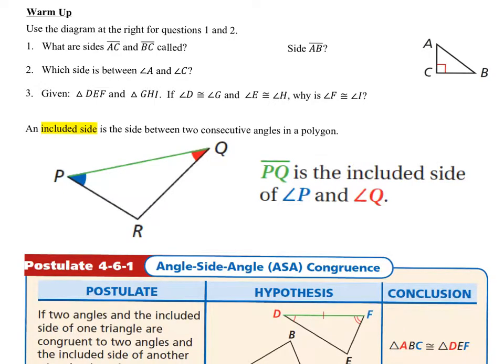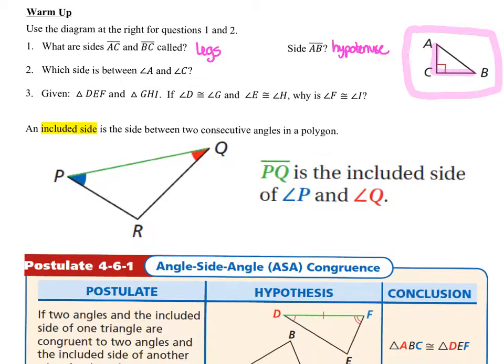We have the instruction to use the diagram at the right for questions 1 and 2, and this is the diagram, this right triangle. The first question says, what are the sides AC and BC called? They are these two sides, and those are called legs on a right triangle. The third side, side AB, is called the hypotenuse.